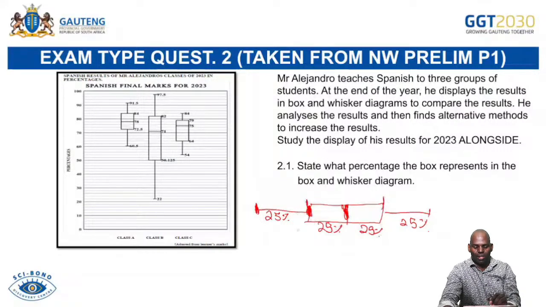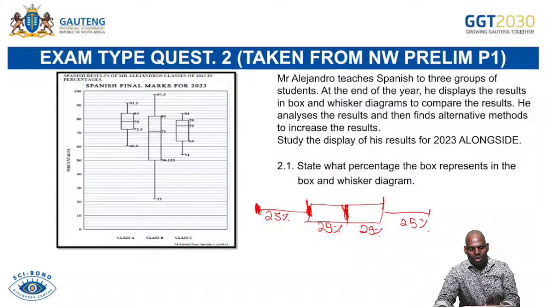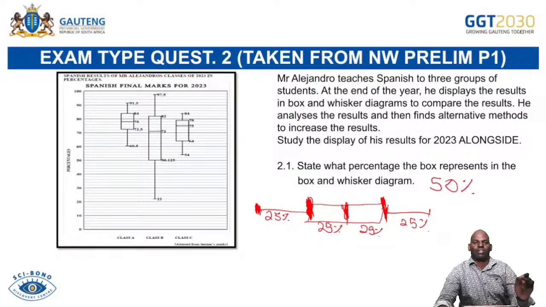If the examiner had to ask you what is the percentage from minimum to median, then you'll say it's 25% and 25%. It doesn't matter how the box and whisker looks like, but from minimum to median it's 50%, and then from minimum to lower quartile is 25%. From minimum to upper quartile is 75%, and then from median to maximum it's 50%. From lower quartile to upper quartile it's 50%. But in this case, the examiner states state what percentage the box represents. The box is from lower quartile to upper quartile, so therefore it's 50%. So you just write 50%. Easy.